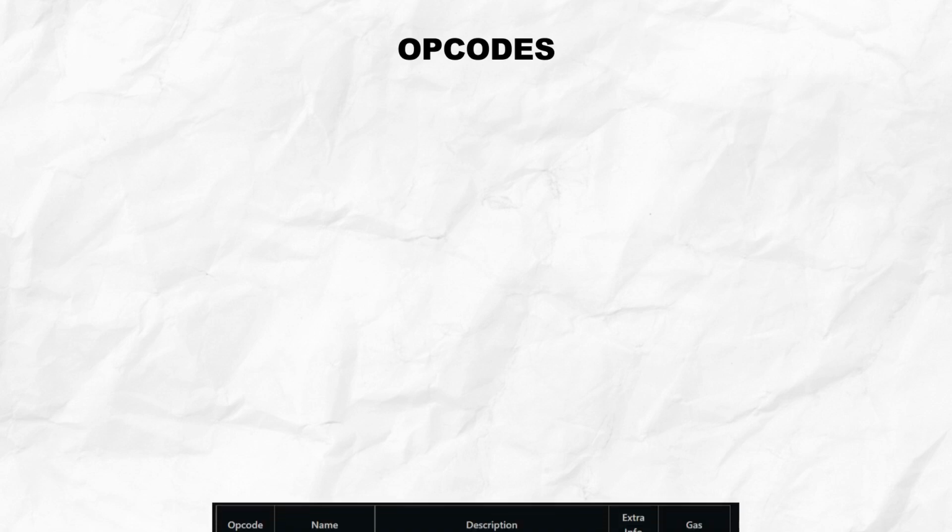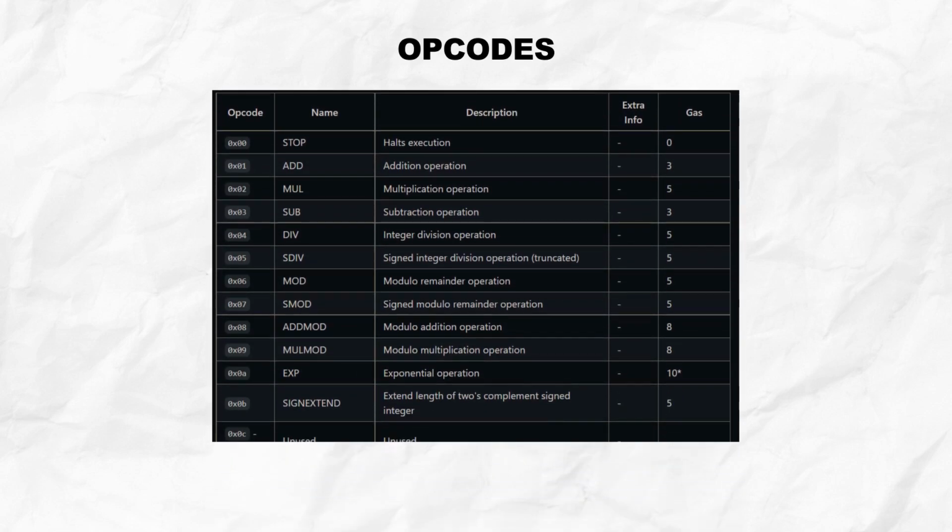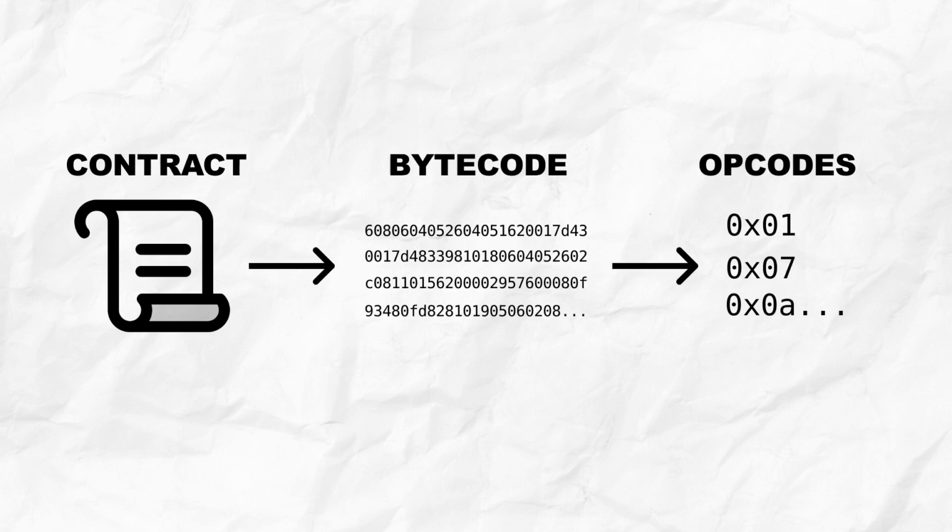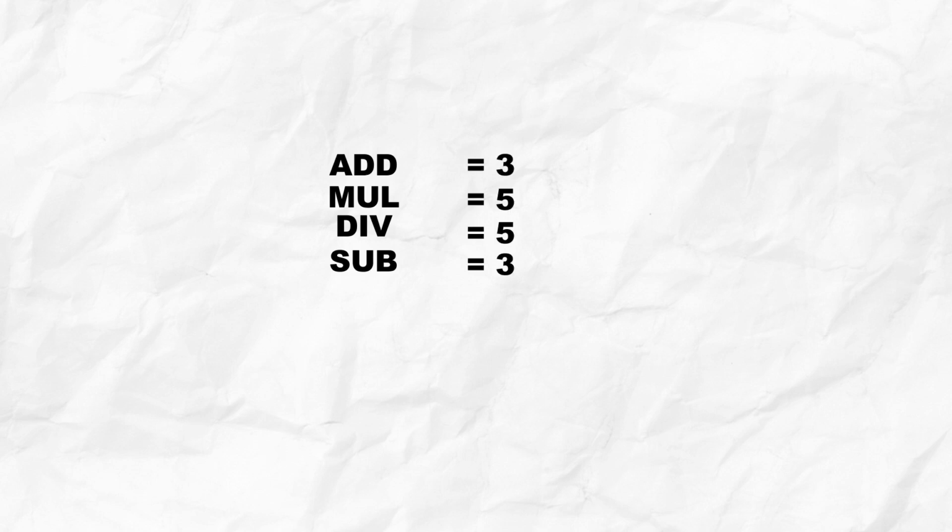Before we look at how the gas price for a transaction is calculated, we need to know about opcodes. Whenever a smart contract is compiled to bytecode before deployment, it is further compiled down to opcodes. These are simple operations that can run directly on the Ethereum virtual machine. These opcodes include basic operations like add, multiply, division, subtraction, etc. Each opcode has a fixed gas cost.